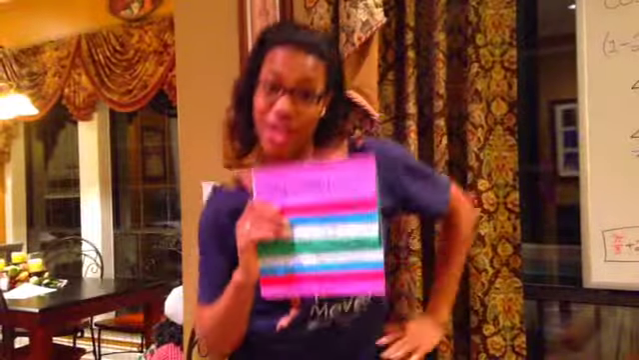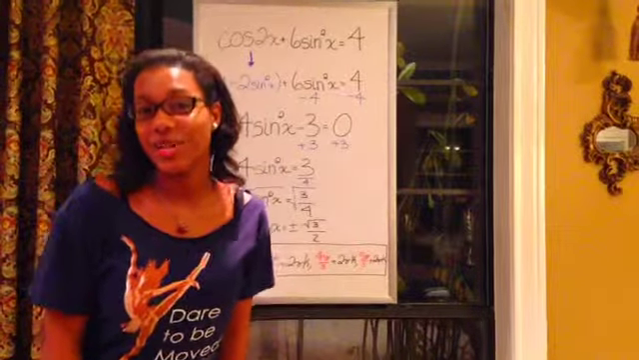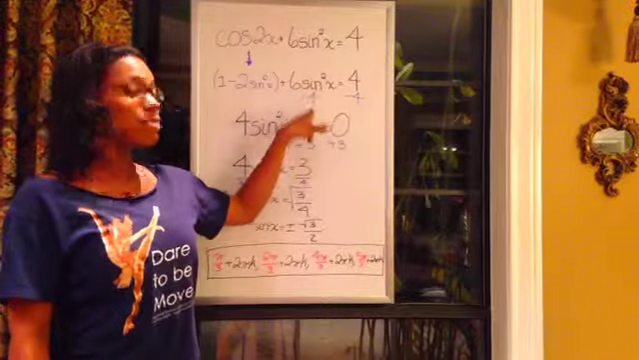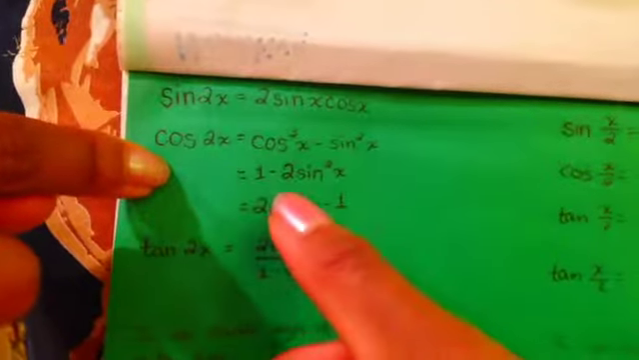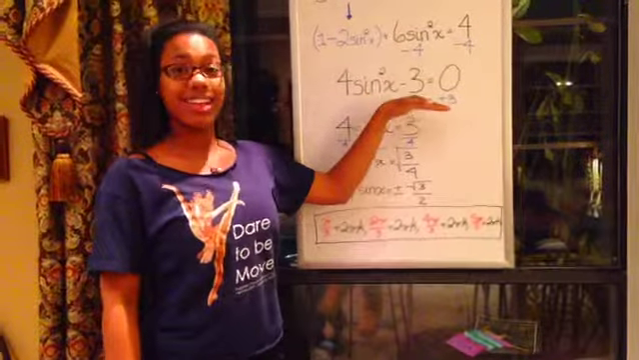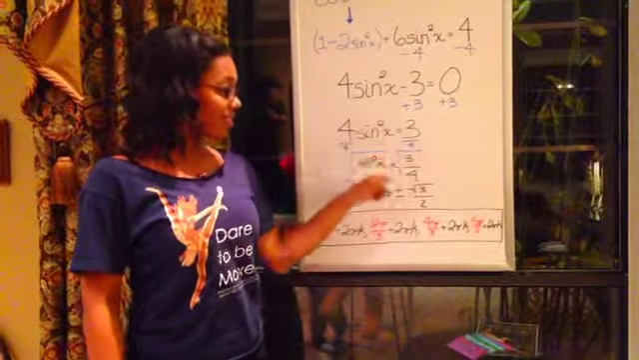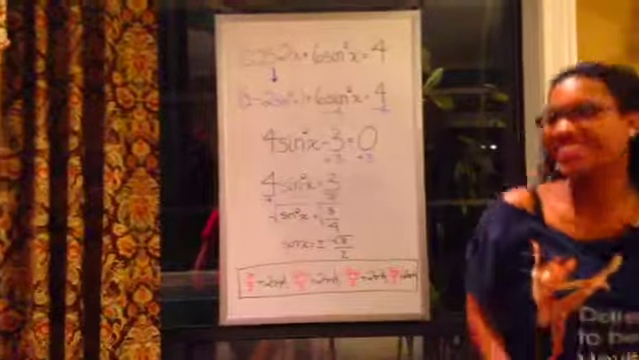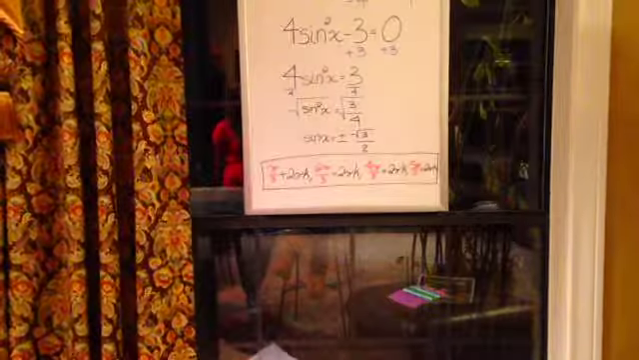For this trig equation, you're going to have to use your trig identities to solve this trig equation. So the first thing we do is set the equation to 0 by subtracting 4 from both sides. Then you use the double angle identity to replace cosine 2x, and now everything is in sine, and simplify. Then you add 3 to both sides, and divide each side by 4, and square them. The result is sine x equal to plus or minus the square root of 3 over 2.